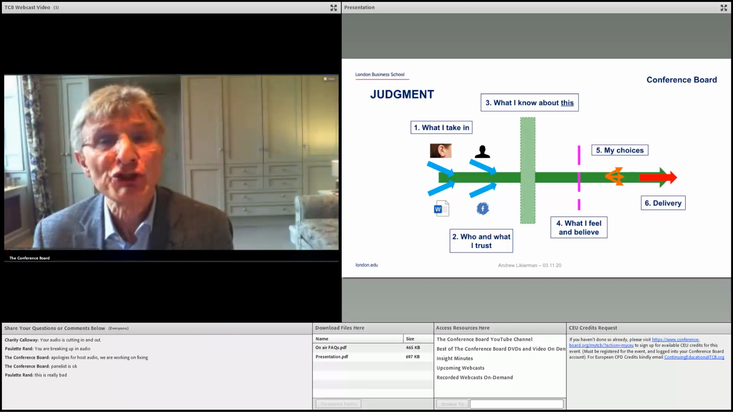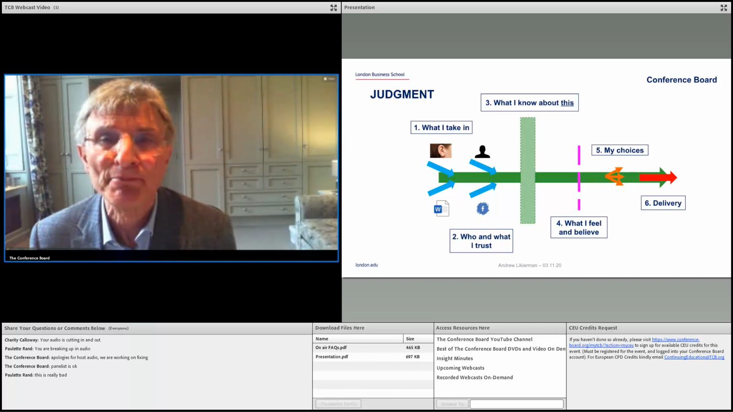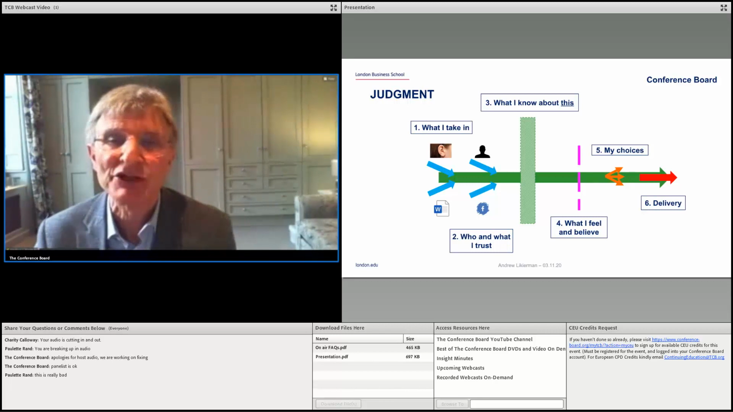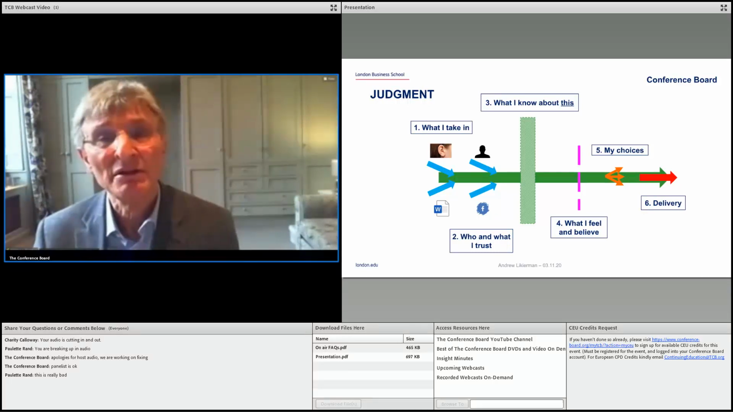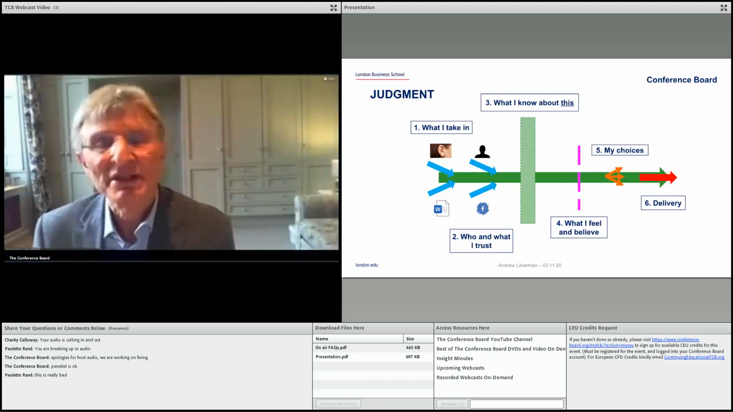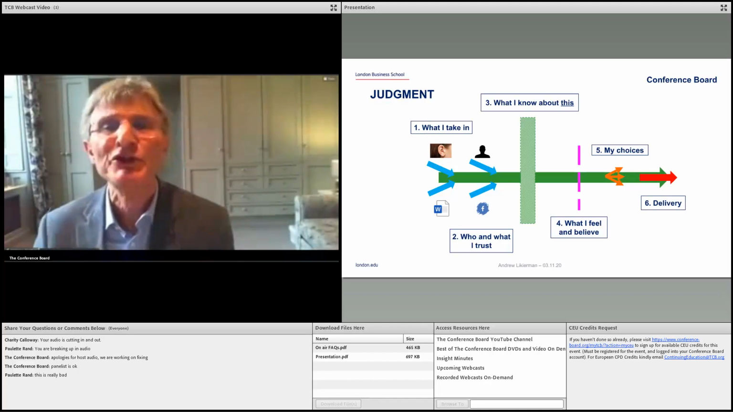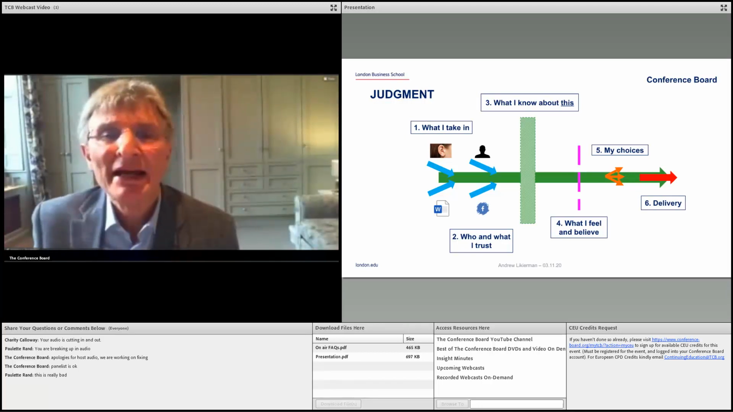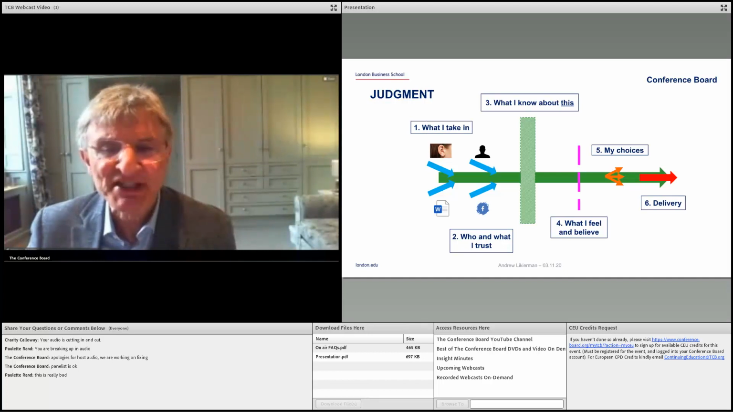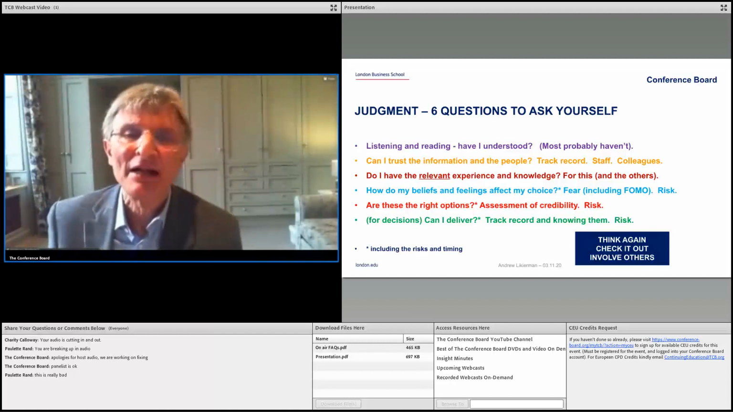The way we make the choice, in the case of the board, is on the basis of the board papers plus the briefing usually. And then finally, it's the ability to deliver. So, six stages of judgment that I've discussed in my wider work on this subject. And I want to refer to this framework in the context of, so what do we do when we make a decision on a substantial digital project?